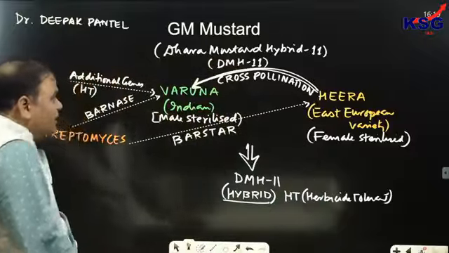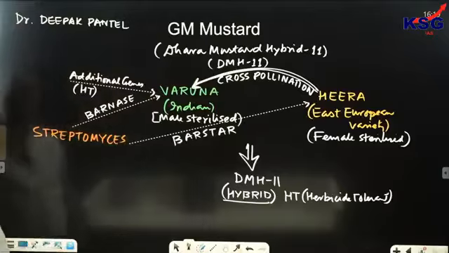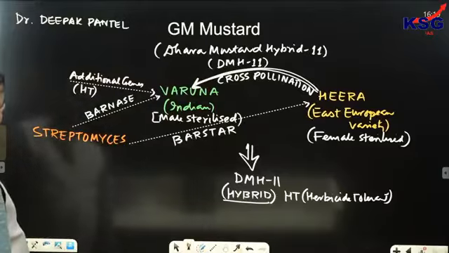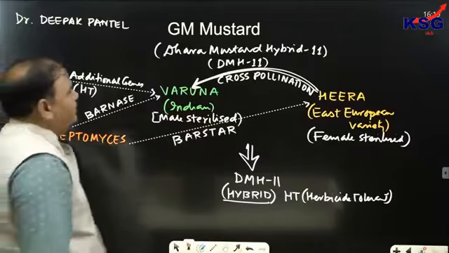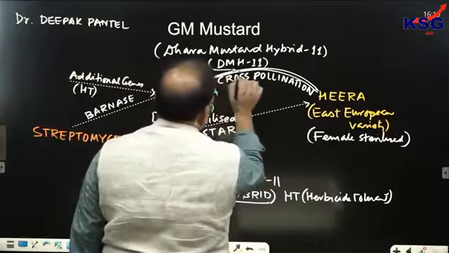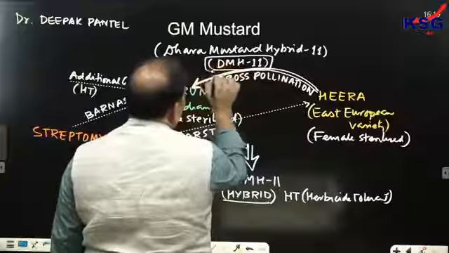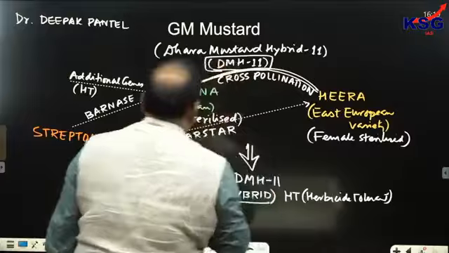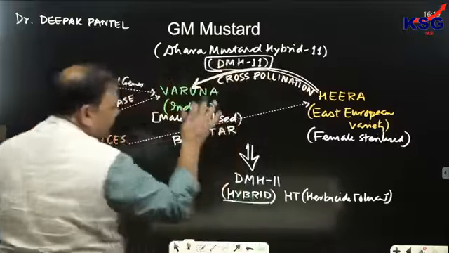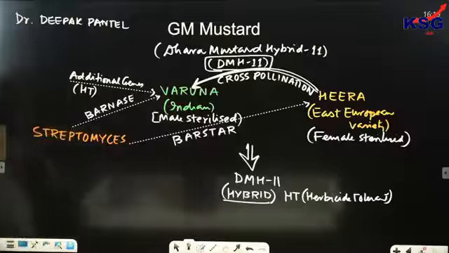Right now, a team of scientists of Delhi University, headed by Dr. Deepak Pental, developed a transgenic variety of mustard called DMH11. That is Dhara Mustard Hybrid 11. Take a click of this also, although I'll make you write it also.